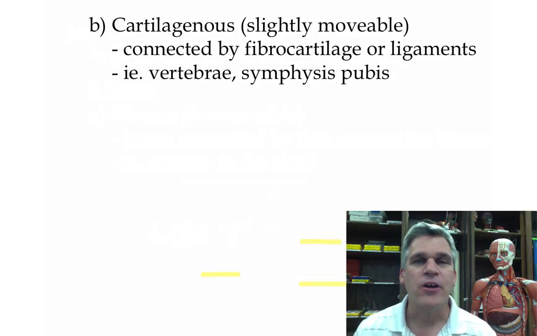The second type are cartilaginous joints. Now these are slightly movable joints. They are connected by fibrocartilage or ligaments. And we find these in places like the vertebrae or the backbone, the symphysis pubis, which is where in the hip, this is where the two pubic bones meet.